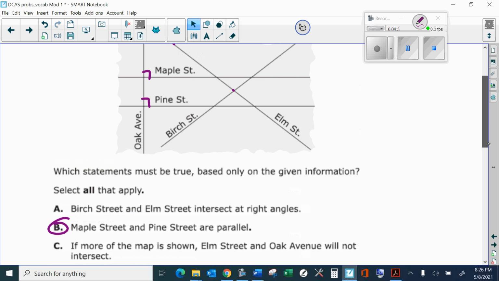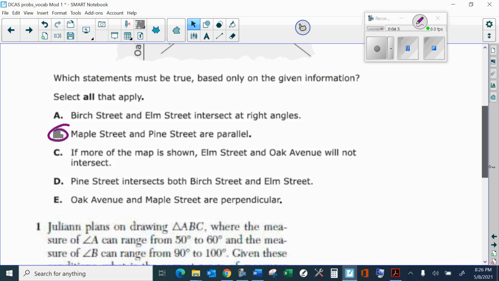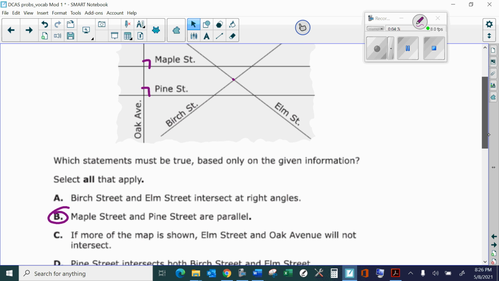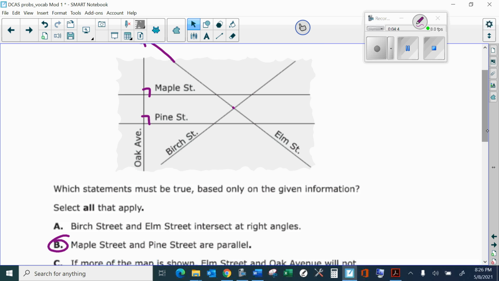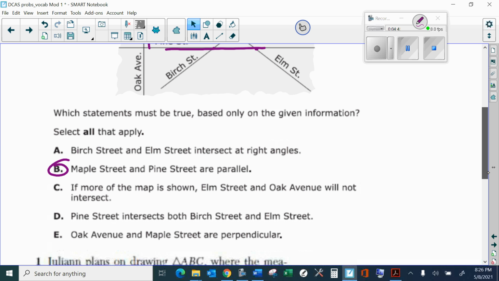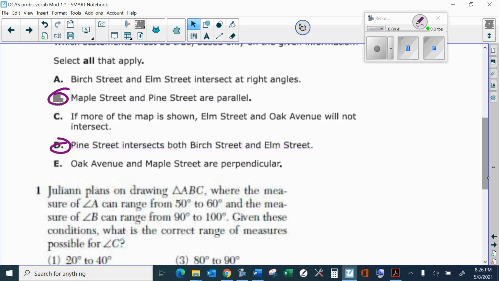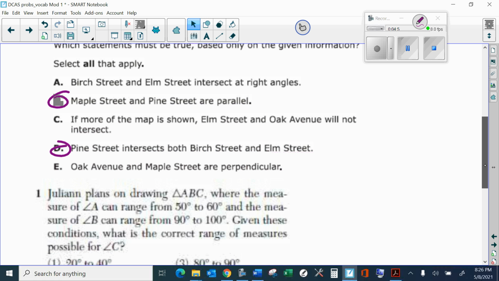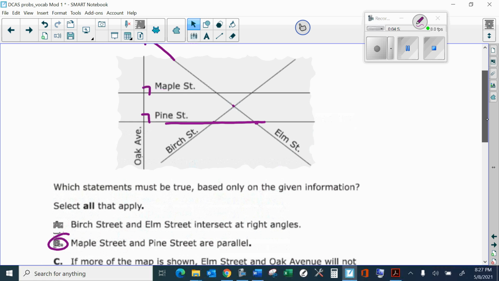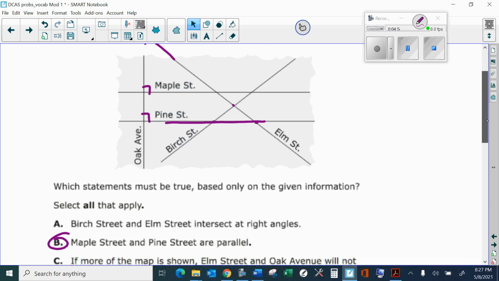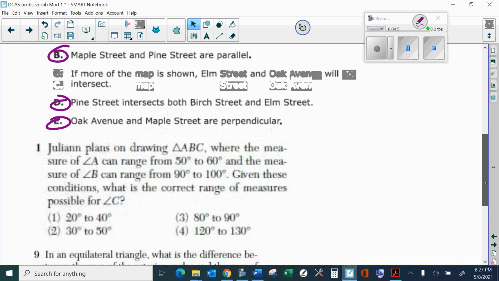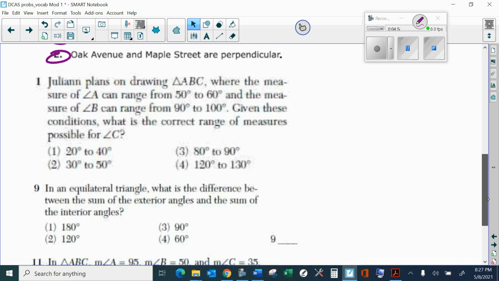Okay. Pine Street intersects both Birch and Elm. Pine Street intersects Birch and Elm. Yes, it does, there and there. Oak Avenue and Maple Street are perpendicular. Oak and Maple. Yes, that's true also. Okay.